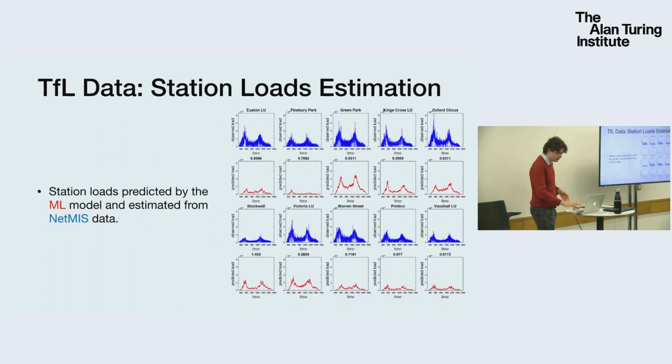Okay, finally, these are station loads estimation with the real data. And there, you don't have the ground truth because, at least with this data set that we have, there are only indirect measurements of loads. We don't have direct observation of how many people are at each location of the tube at each moment of the day.